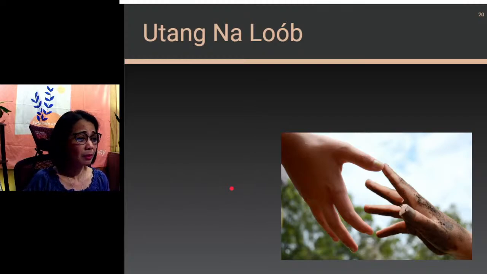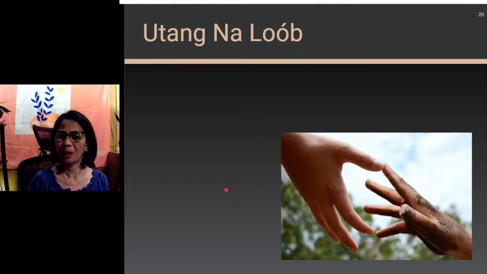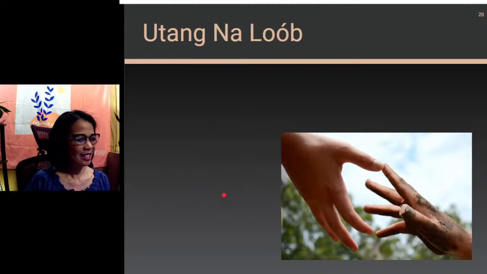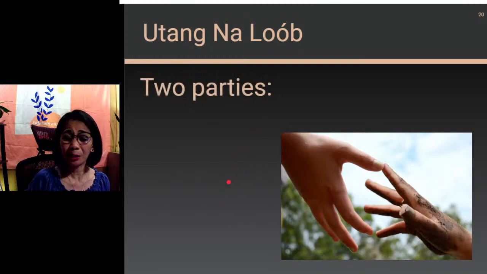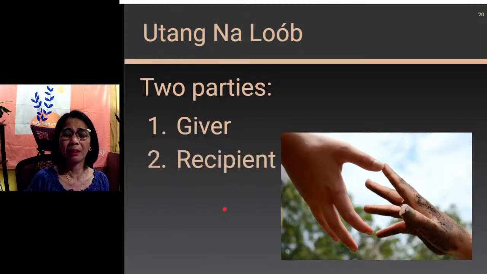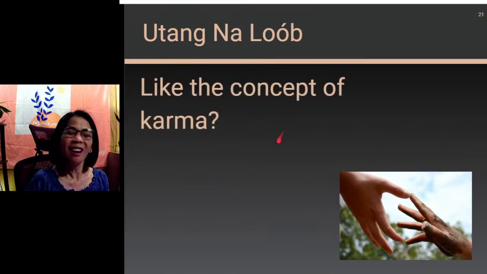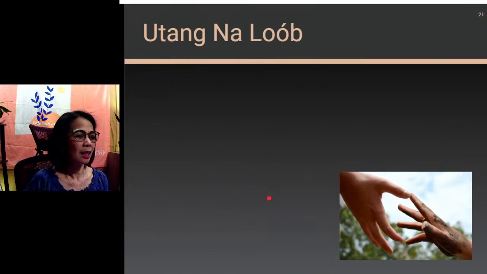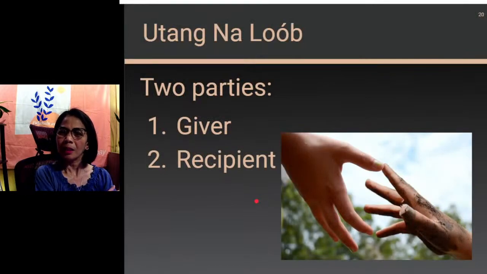So that's utang na loob. Okay. Because of course they took care of you when you were still helpless, right, and raised you as a kid. That's something that you cannot quantify. How are you going to pay back that kind of impact, right? And of course there are two parties. One is the giver, and then the other one is the recipient. The giver and the recipient. And then next. Okay, so more on, well, let me do this again. Yeah, more comment.